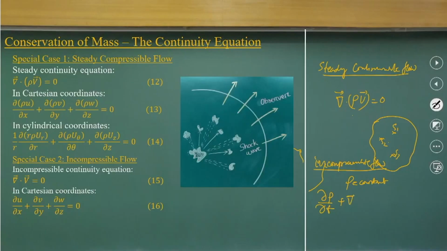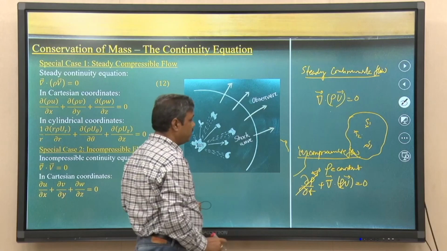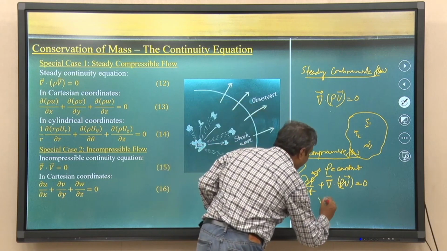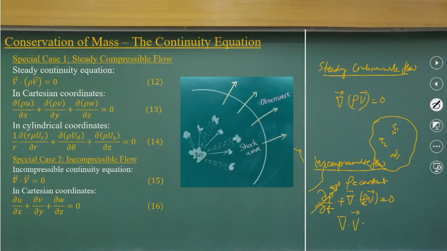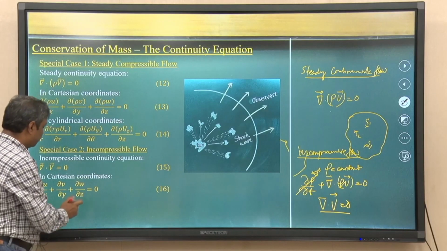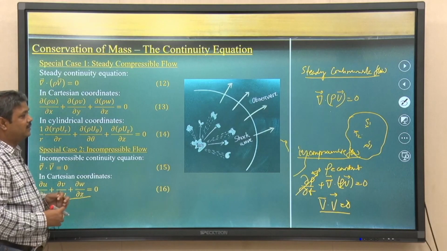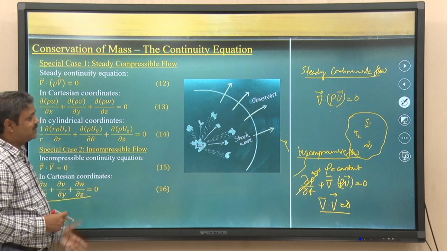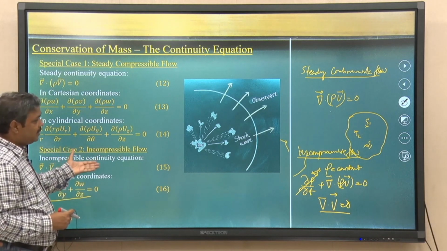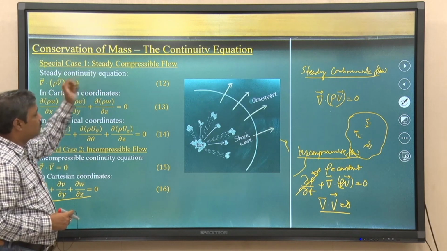This part will be 0 and the constant component will come out. So we get a very simple result: the velocity divergence is equal to 0. If I put it in Cartesian coordinate format, I will get this component. Now, let us interpret what actually happens for the incompressible and the compressible flow.